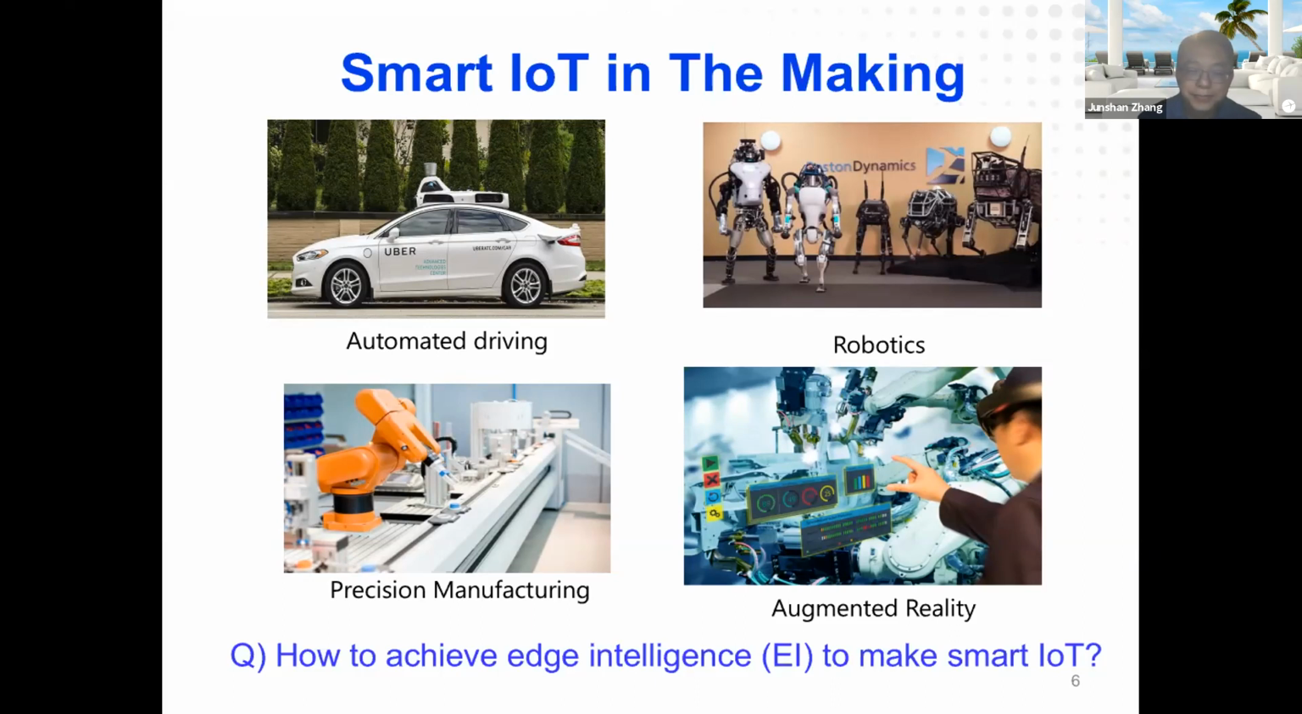So a fundamental question is, how can we achieve edge intelligence to make IoT, Internet of Things, smart and smarter? That's the fundamental question here. If we step back, say you buy a pet, how do you make the pet smart? You train it, right? Same, we need to train IoT devices. So how do we train IoT devices? We need the data, right?